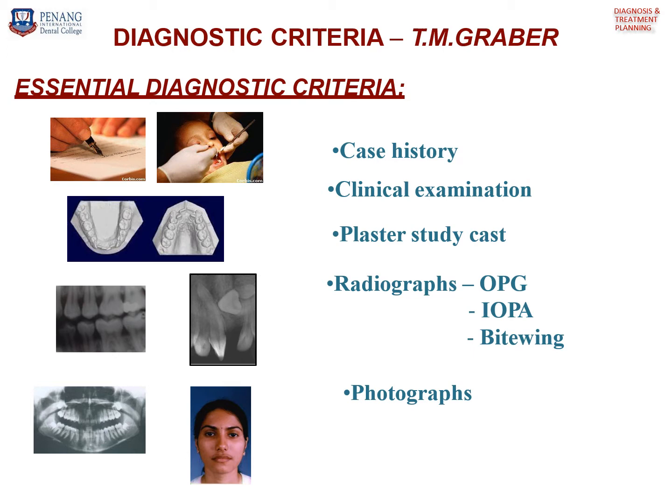So, classification of your diagnostic aids. Now diagnostic aids were given by Graber, T.M. Graber, and he divided them into essential and supplemental diagnostic aids. Essential diagnostic aids are those which are essential for your treatment, and you need them to plan your treatment plan. That involves first and foremost your case history, your examination, definitely you have to do that, your study models, and your radiographs.